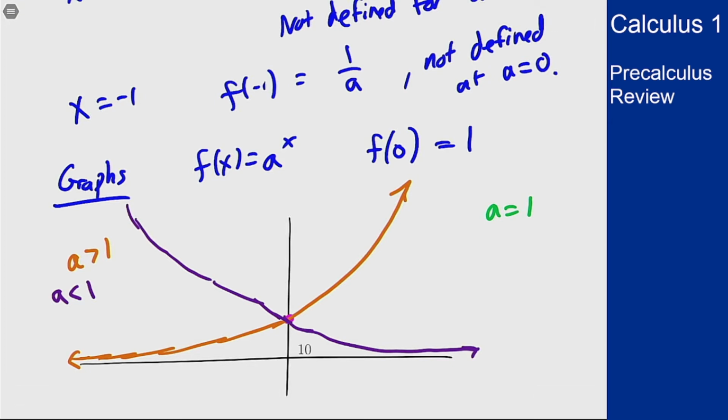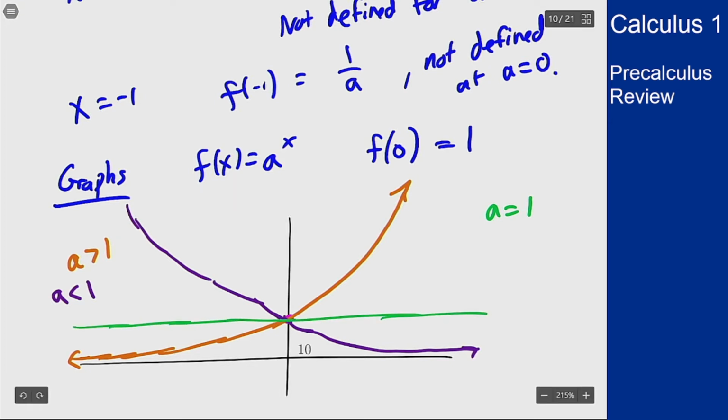And what happens for a equals 1? Well, I just get 1 to the x, which is 1 for all x. So I just get the straight line through the middle. That's sort of the anomalous case. We ignore that one usually. We're looking at the two options here of the exponential increase or exponential decrease for these graphs.